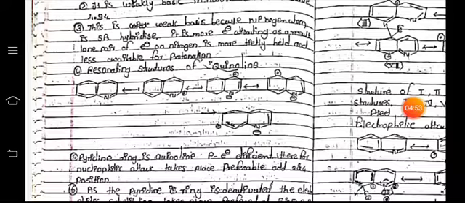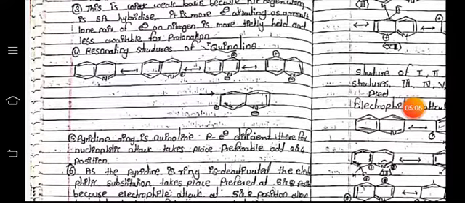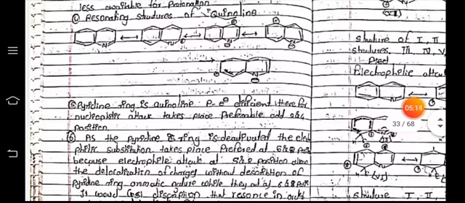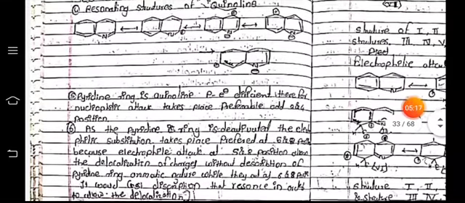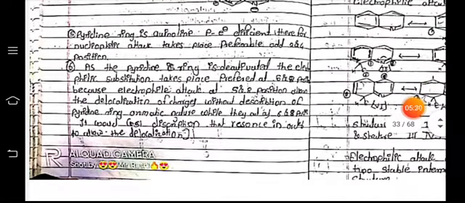This is weakly basic because the nitrogen is sp2 hybridized and more electron attracting. As a result, the lone pair of electrons on nitrogen is more tightly held and less available for protonation. The resonating structures of quinoline are given below, and the pyridine ring is electron deficient. Therefore, nucleophilic attack takes place preferably at the 2 and 4 positions.